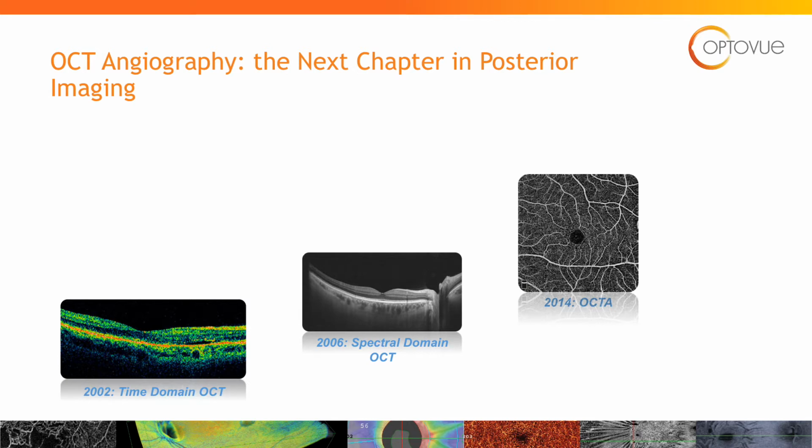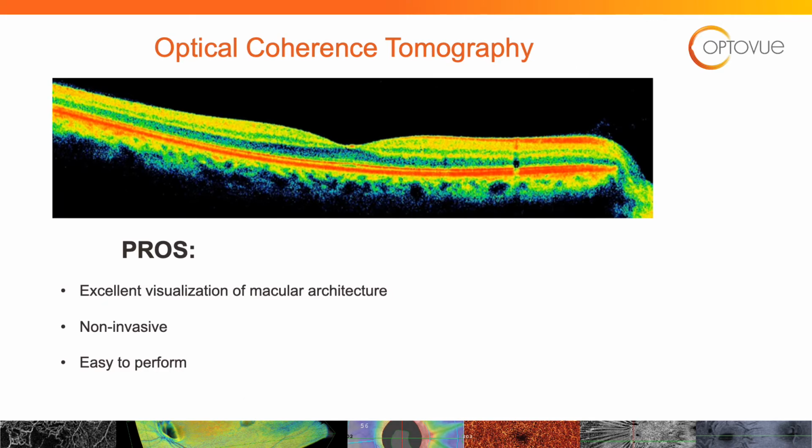So the OCT companies in around 2014 introduced OCT angiography to fill this need in the market. They wanted a non-invasive way of visualizing retinal and choroidal blood flow. As you can see, the angiography image looks quite different from what we're used to seeing on a regular spectral domain OCT.